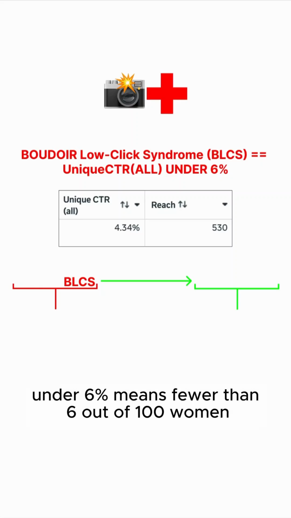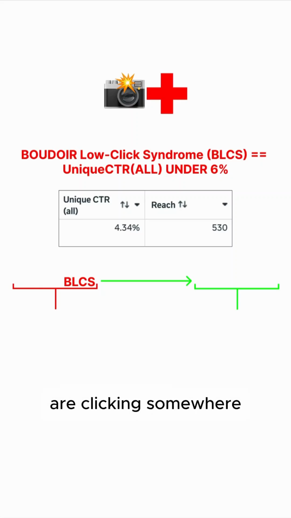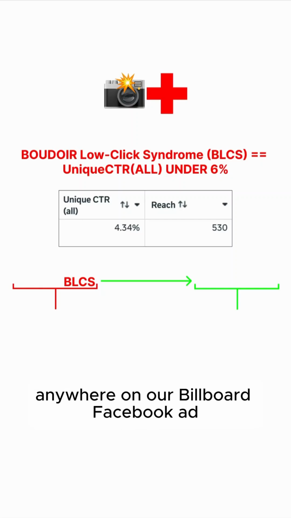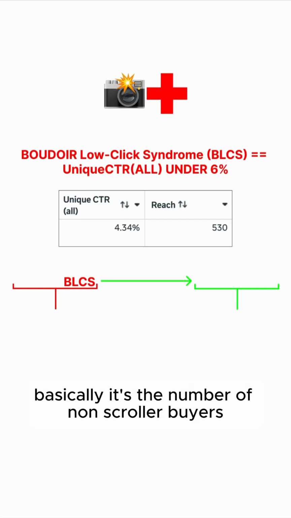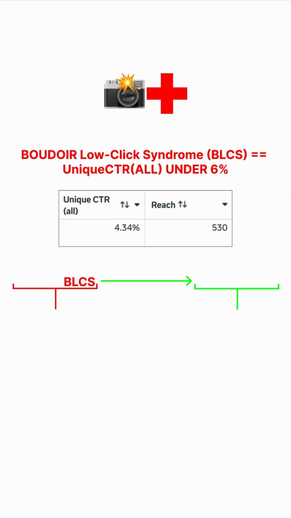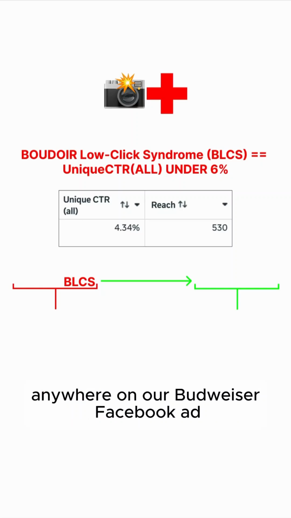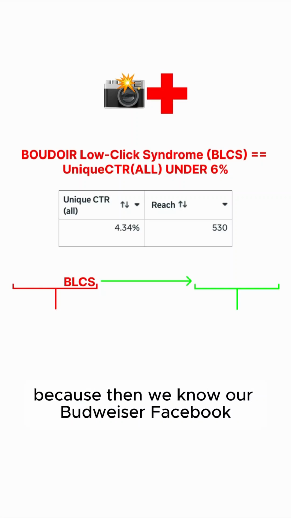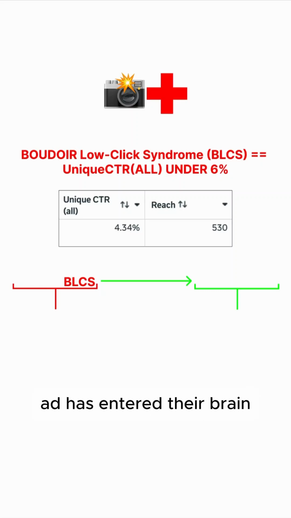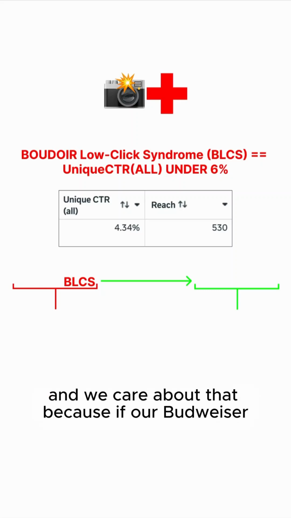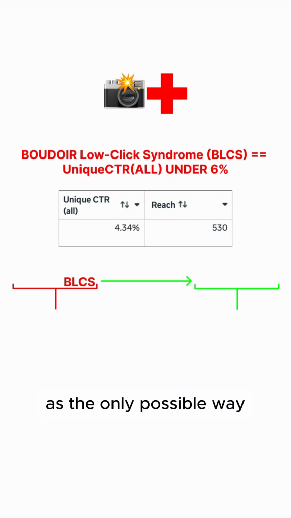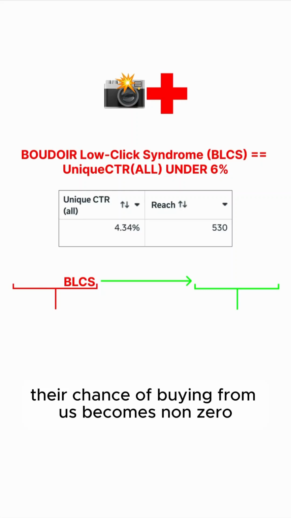But the unique CTR all under 6% means fewer than 6 out of 100 women are clicking somewhere, anywhere on our Boudoir Facebook ad. Basically, it's the number of non-scroller buyers. And we care about if women click somewhere, anywhere on our Boudoir Facebook ad because then we know our Boudoir Facebook ad has entered their brain. And we care about that because if our Boudoir Facebook ad has entered their brain, that is the only possible way their chance of buying from us becomes non-zero.